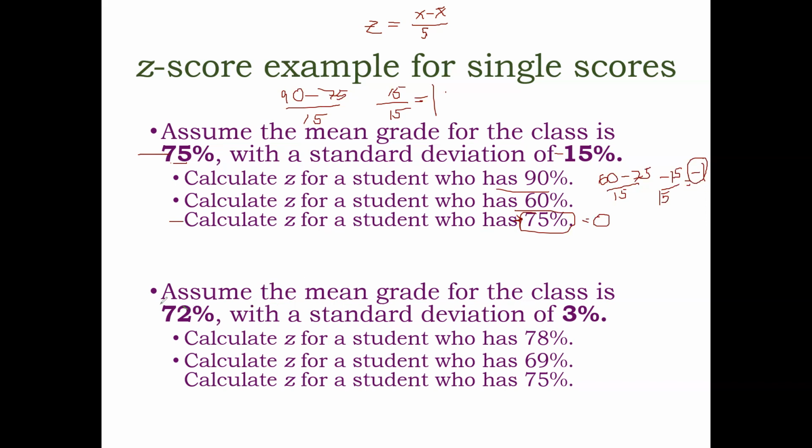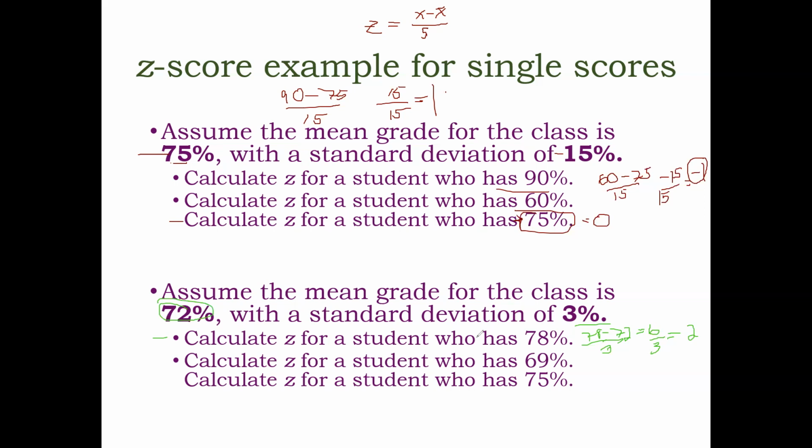So now the mean grade is going to be 72, and the standard deviation is going to be 3. So let's start with z for a student who has 78. So 78 minus 72 divided by 3 equals 6 over 3 equals 2. Right? That's a pretty big z-score, as we will notice. That student has a score that is 2 standard deviations above the mean.